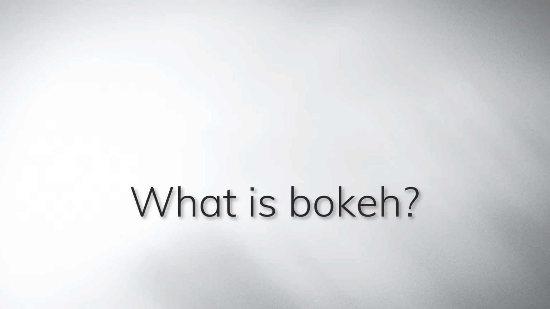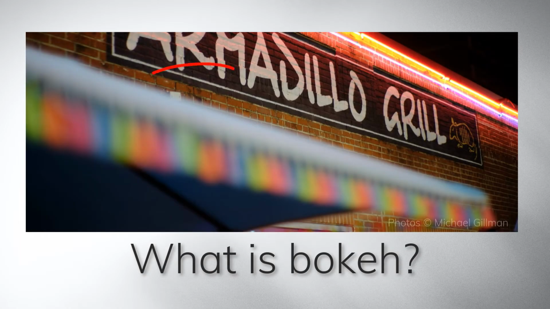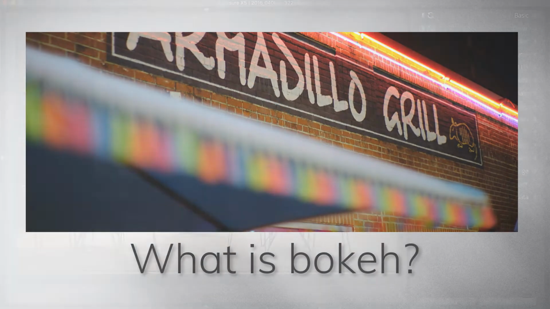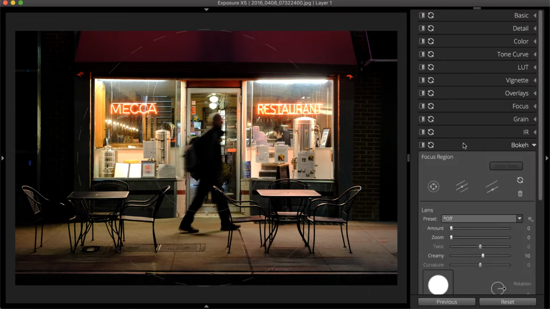The term bokeh refers to the visual quality of the out-of-focus areas of an image. It's a phenomenon that occurs in several different varieties, depending on the lens. Exposure's creative focus tools, on the bokeh panel, replicate the unique characteristics of many lenses and other creative effects.